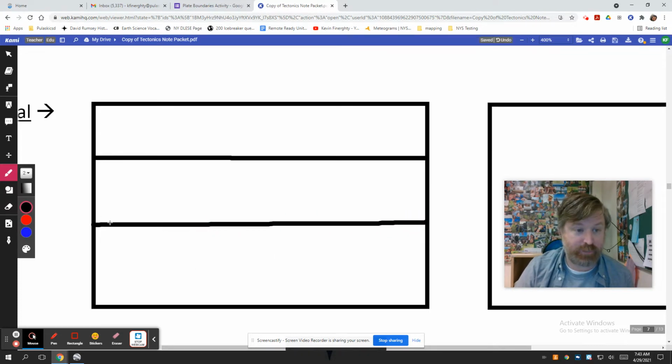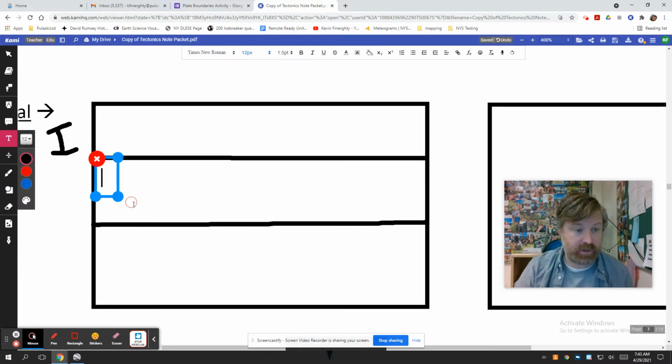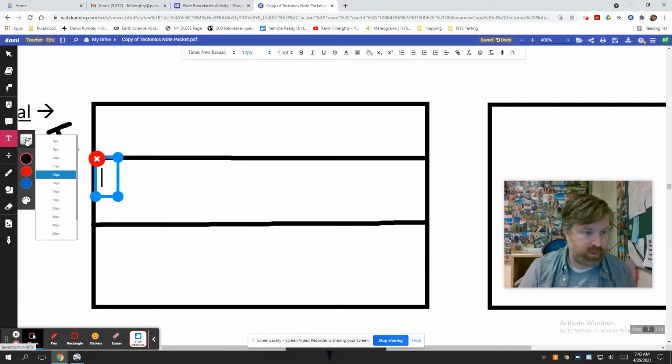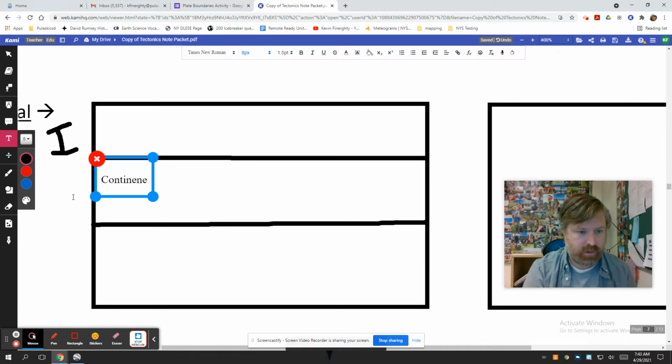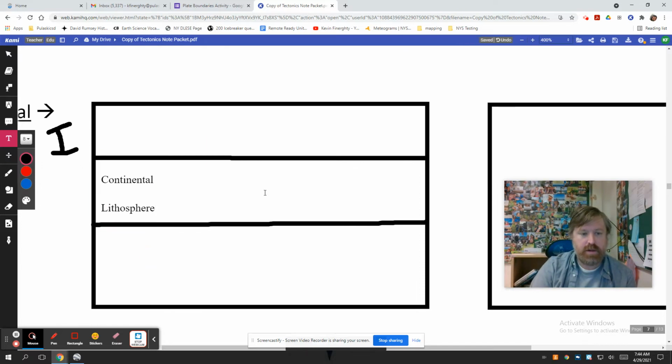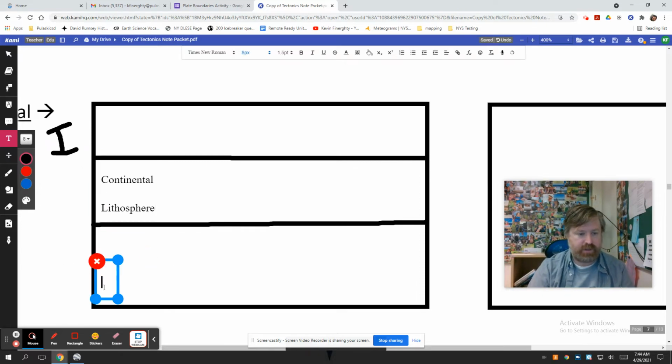So here's what starts to happen with continental. This is like phase one. And what we have here is continental lithosphere. So I'll type that in here. Only we're going to go way smaller. Continental lithosphere. And then down here will be the asthenosphere.